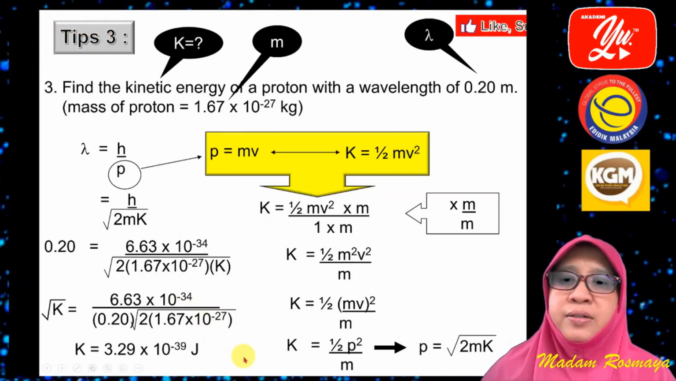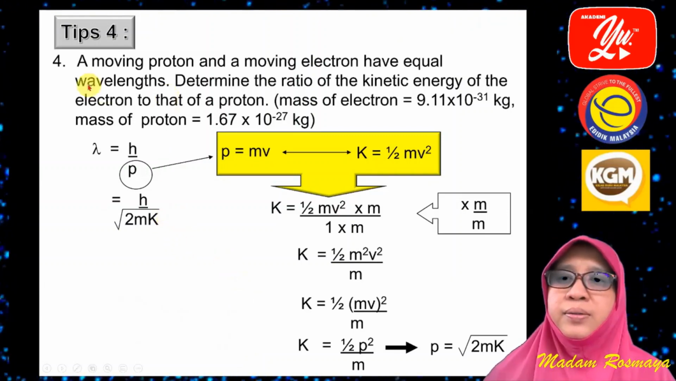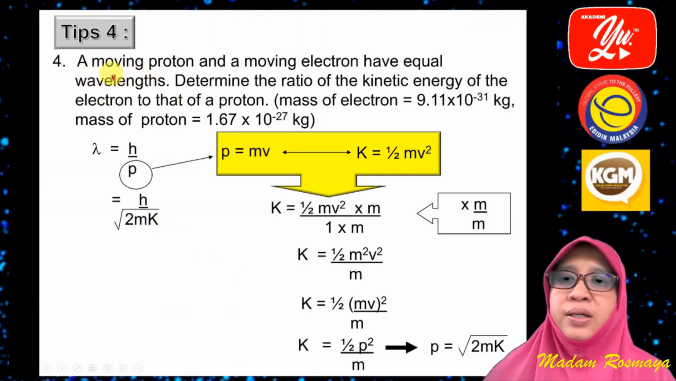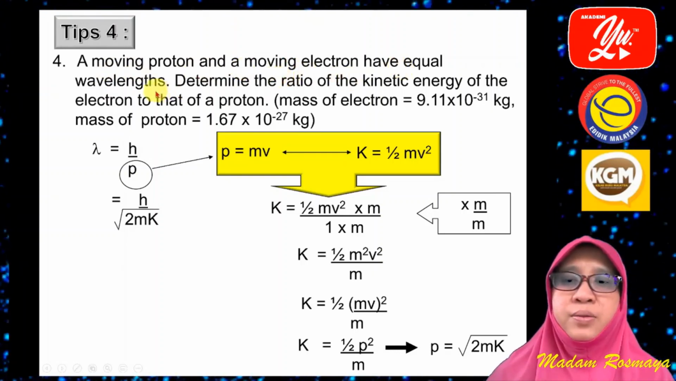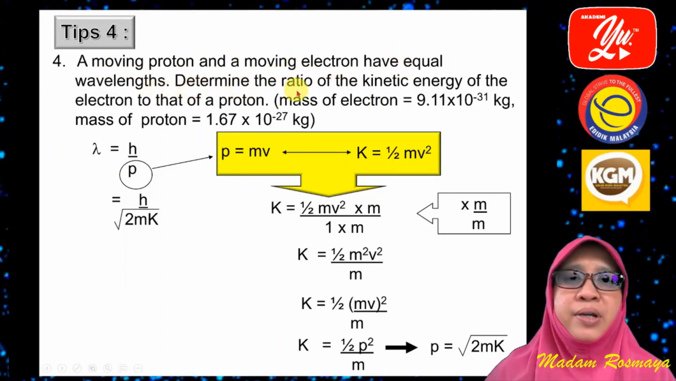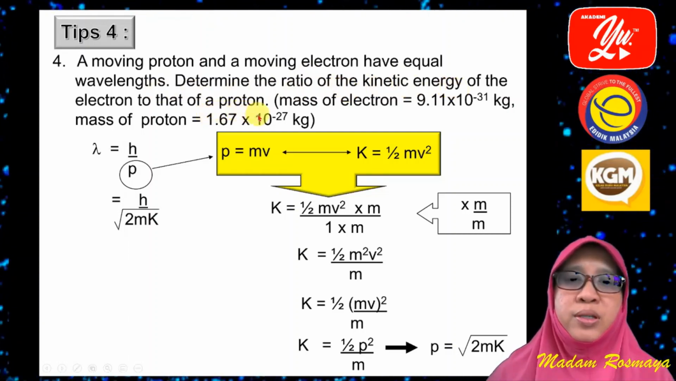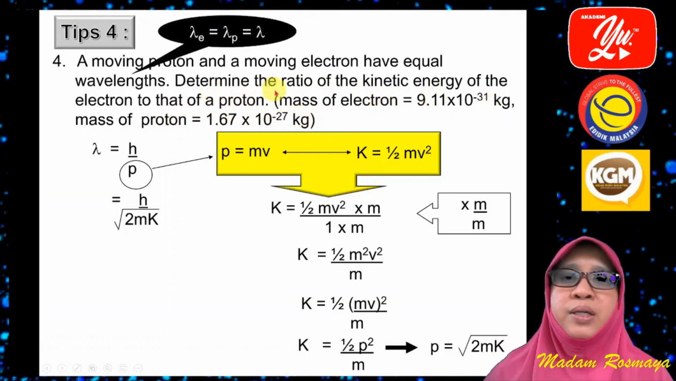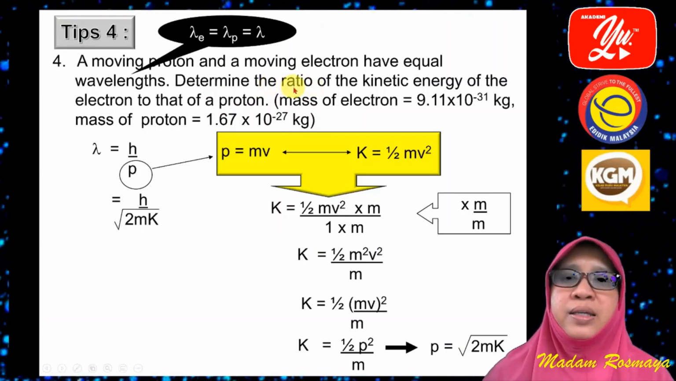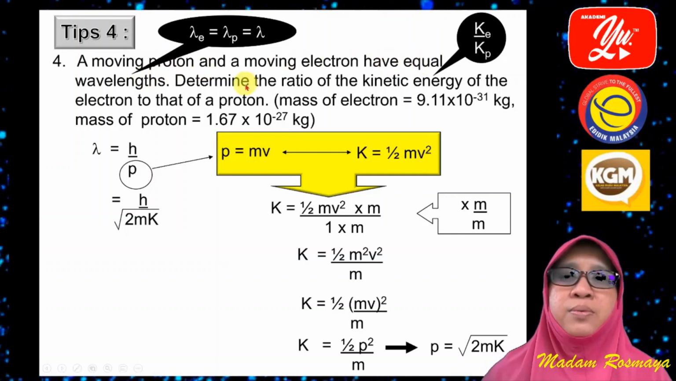Next, for tips number 4, we read the question first. A moving proton and a moving electron have equal wavelengths. Determine the ratio of the kinetic energy of the electron to that of a proton. So mass of electron is given and mass of proton is given. So we are going to determine the ratio of the kinetic energy. Wavelength is given, so they have equal wavelength.